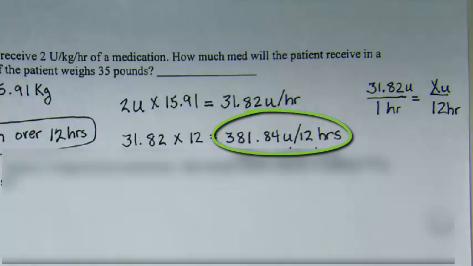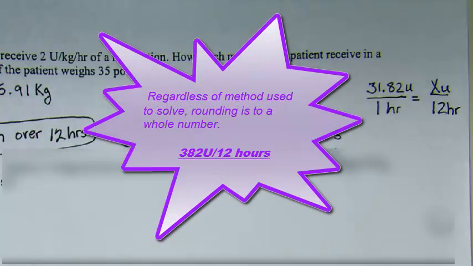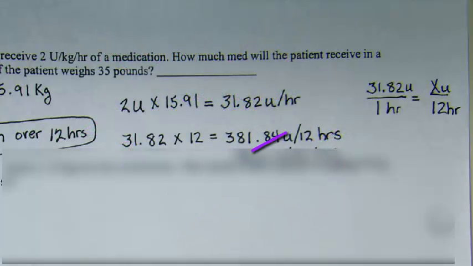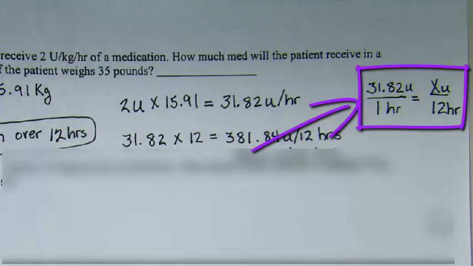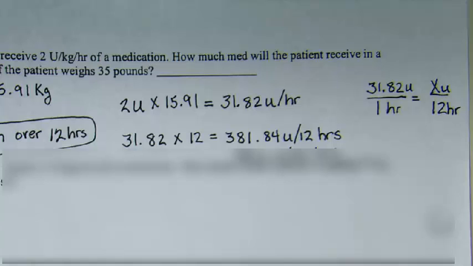381.84 units per 12 hours. Rounding rules in this case, 382 units for a 12-hour period. If your desire is to complete this by using ratio and proportion, here is an example of the setup that could be used to maintain consistency throughout the problems.